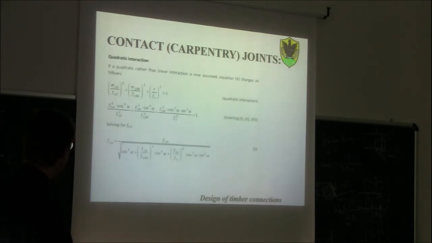And then what they did also was to use a quadratic rather than a linear interaction. What does it mean, a quadratic criteria? It means basically to replace this line here with a line like this. So this will become an ellipse. You see? Quadratic interaction.